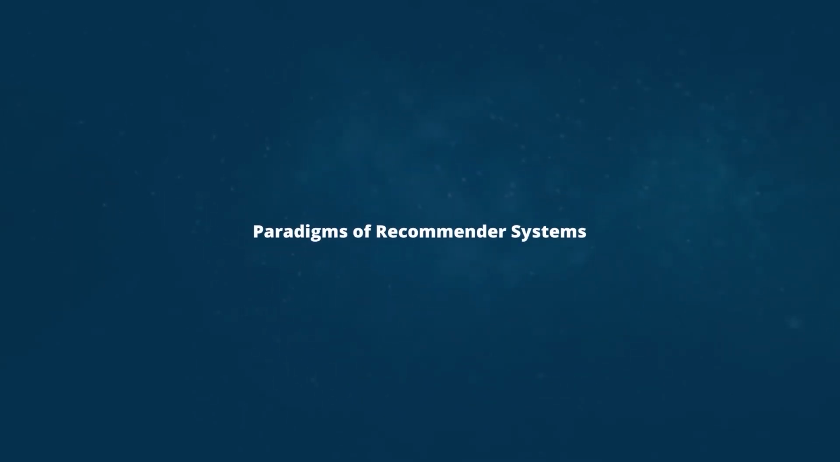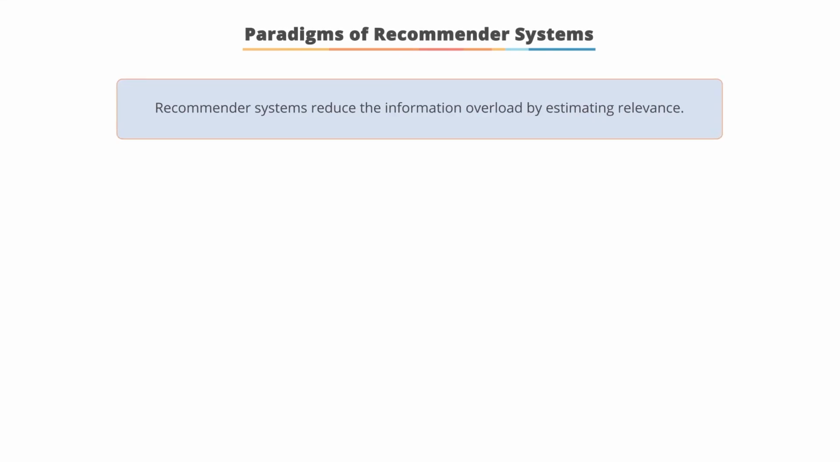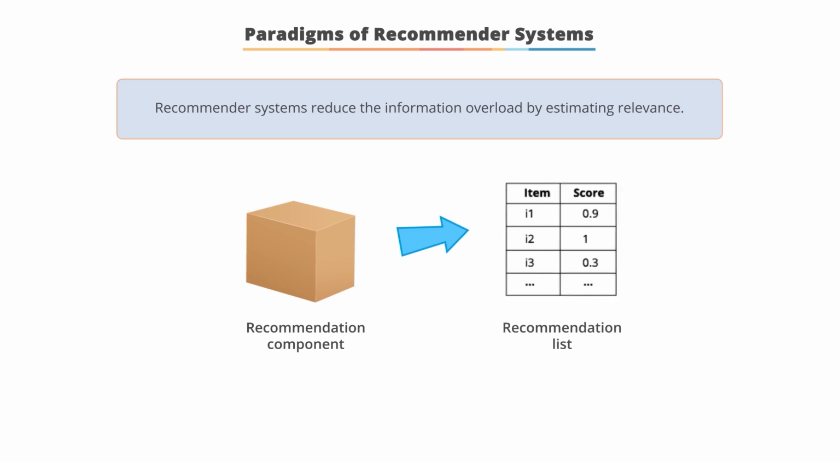Paradigms of recommender systems. Recommender systems reduce information overload by estimating relevance. As shown in the given image, a recommender system matches the relevance of the recommendation component with the recommendation list, and based on the relevance, it decides the recommendation.